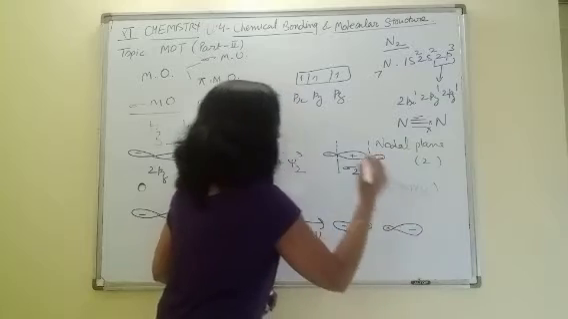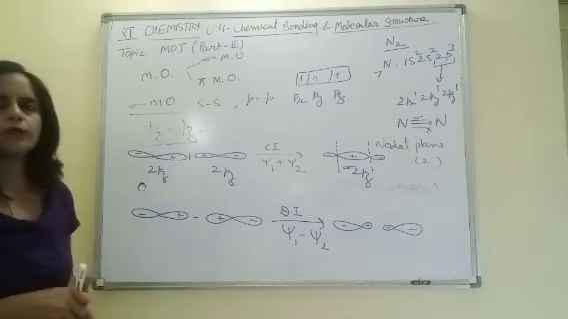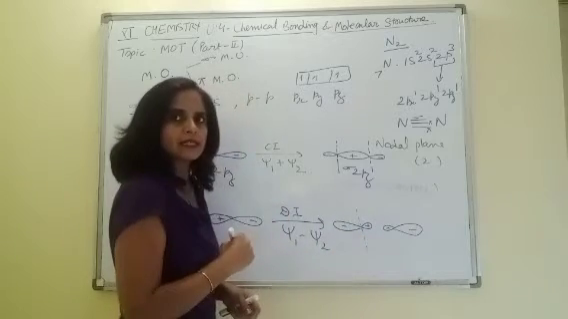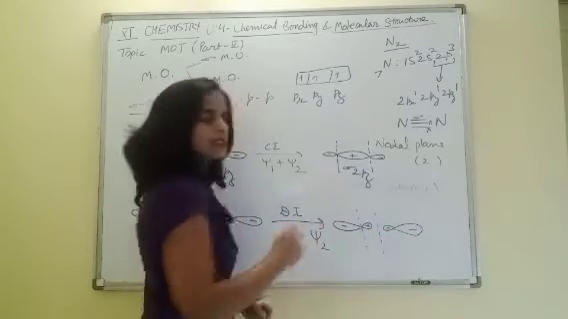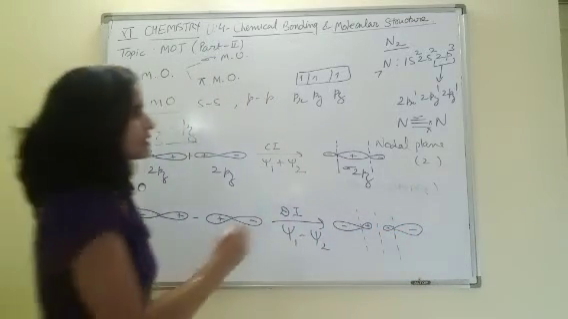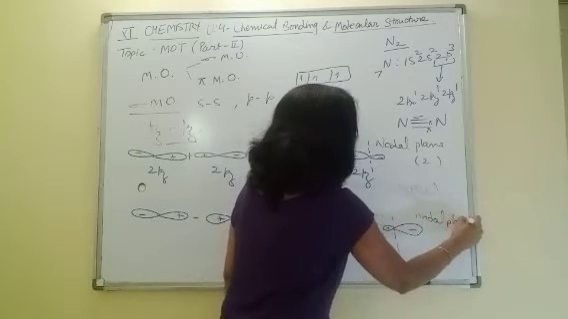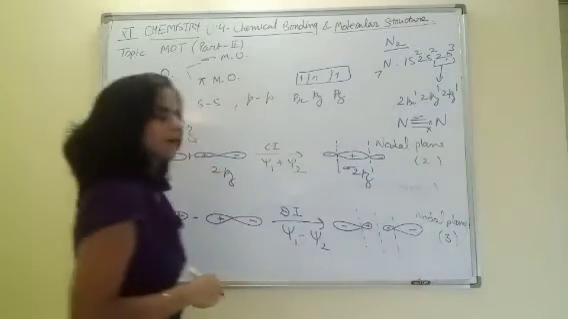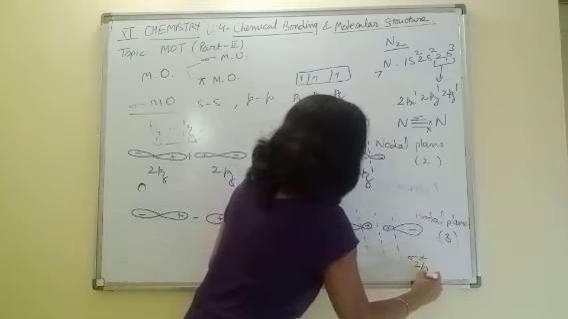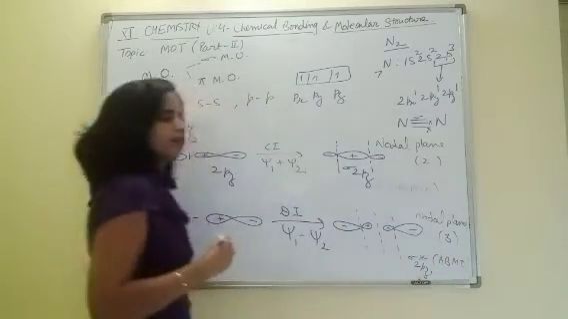This is the way. Now, try to locate the nodal planes. Very easily you can tell me. This is one nodal plane, a zero probability region. This is the second zero probability region. And this is the third zero probability region. So, we can say the number of nodal planes here is 3. And how do we represent it? Sigma star 2pz. That is the anti-bonding molecular orbital.